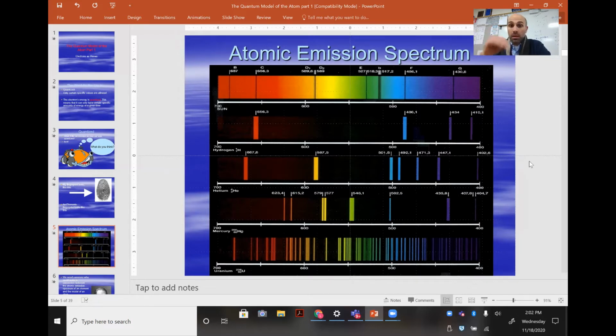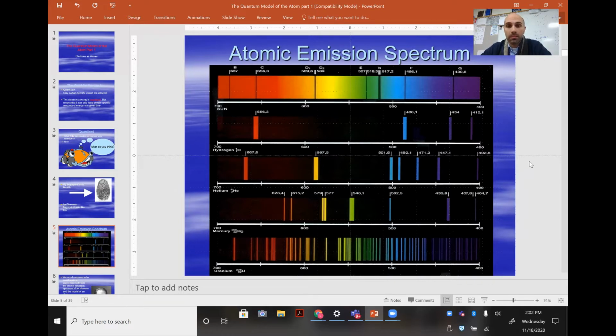Now, if we go below that and we look at the next 4 examples, we see hydrogen is the first, helium, mercury, and then uranium. They are not continuous. Instead, they have lines in them. Take hydrogen, for example, the second one down. There are 4 lines. There's a red one at 656 nanometers, a blue one at 486 nanometers, a purple one at 434, and an indigo one at 410. Now, these lines are very bright. For that reason, we call those 4 emission spectrums bright line spectrums, okay?